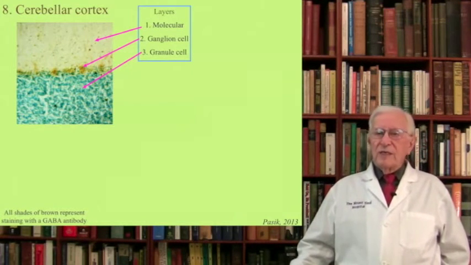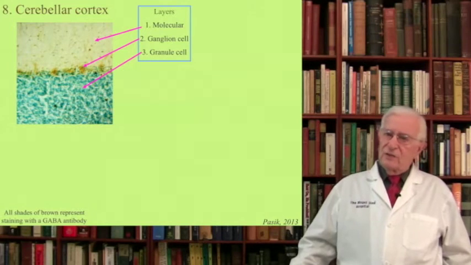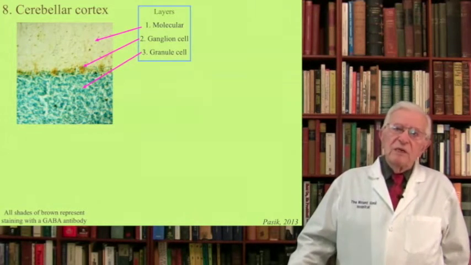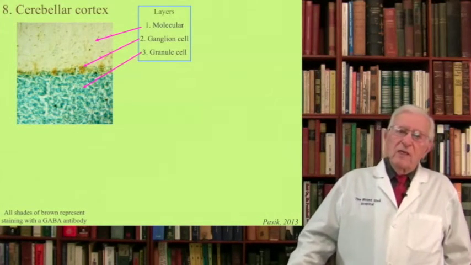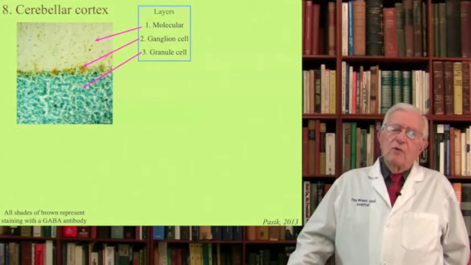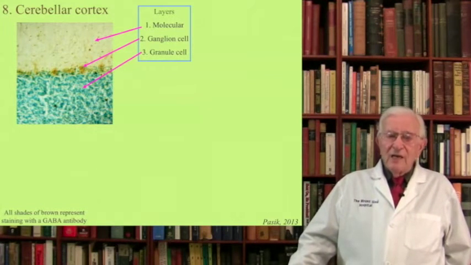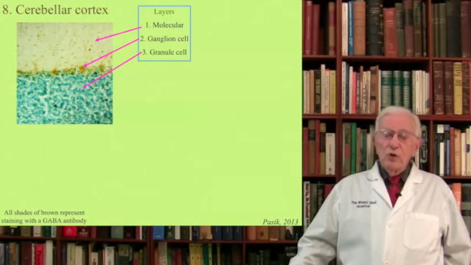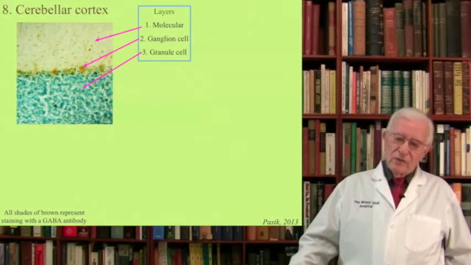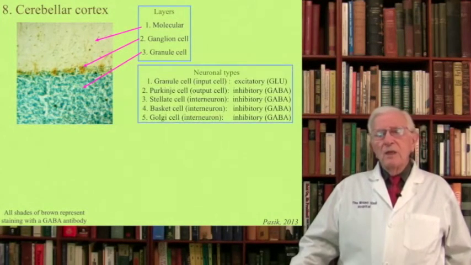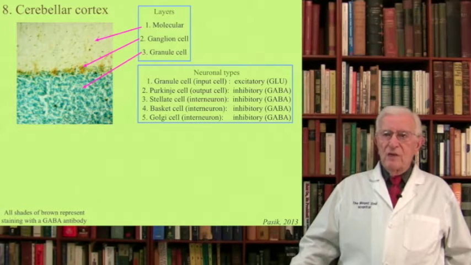Now these granules are extremely tightly packed. It goes up to 2 million per cubic millimeter, and overall, if you add them all up, that layer of the cerebellar cortex has more neurons than the entire rest of the central nervous system. So anyway, you have here a list of the neuronal types within the cerebellar cortex.